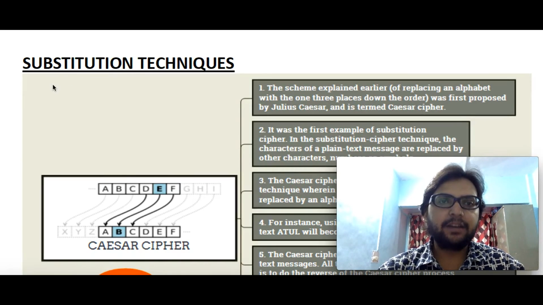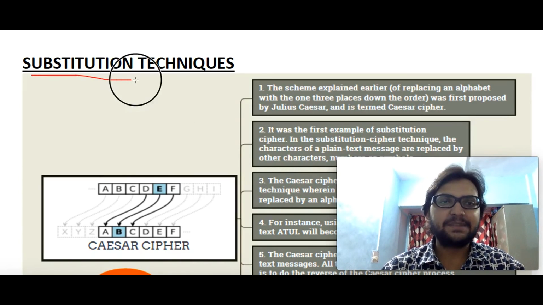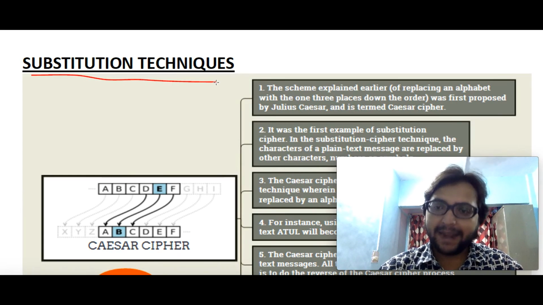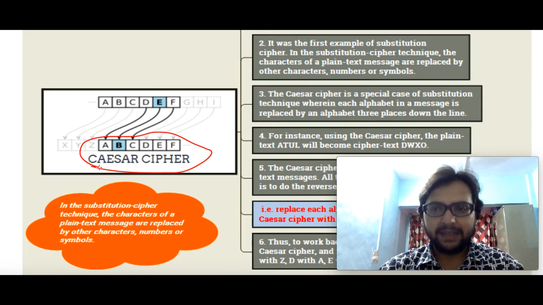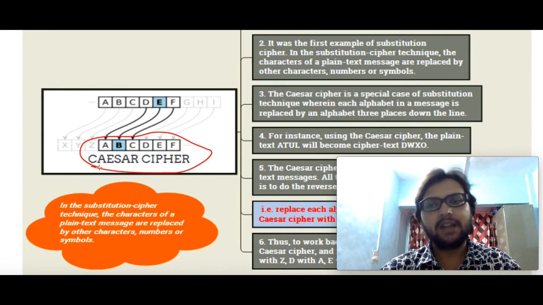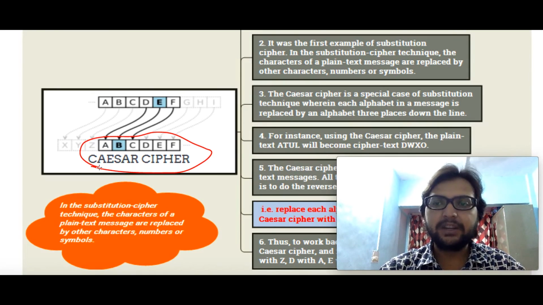So here we started discussing substitution technique, and in that substitution technique we are already done discussing one algorithm which is named as Caesar Cipher. In this particular algorithm, as you can see in this diagram, we basically replace the original alphabet 3 positions up the line with another alphabet, or 3 positions down the line with another alphabet. That is what we mean by substitution technique.